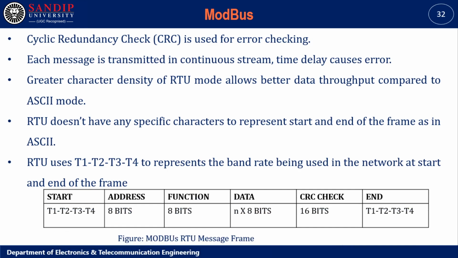Start consists of T1, T2, T3 and T4. Address is 8 bits. Function is 8 bits. Data is n times 8 bits. CRC check is 16 bits and end is T1, T2, T3, T4.